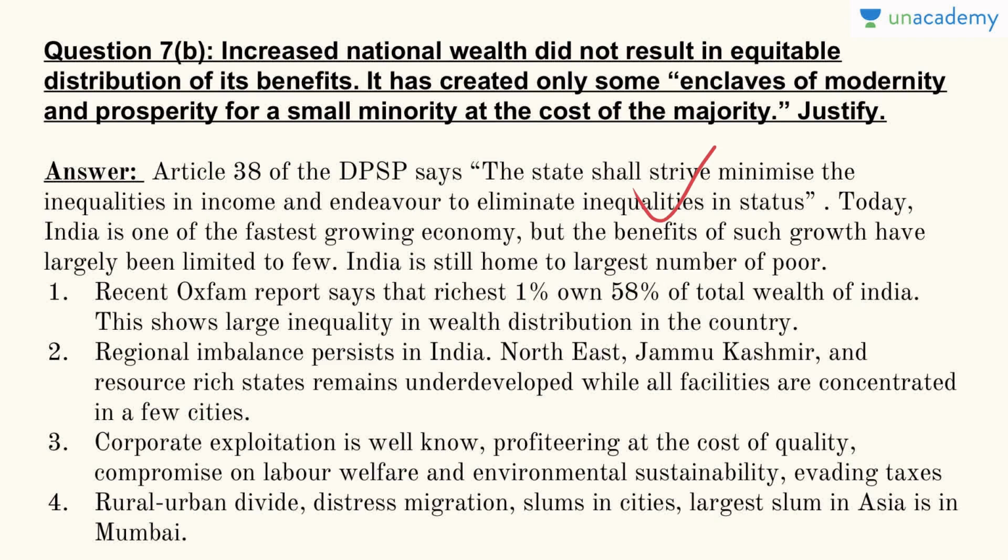Today India is one of the fastest growing economies, but the benefits of growth have largely been confined to a few. So here you can see that 1% of Indians own 58% of the wealth. We have one of the largest numbers of poor in the entire world. And regional imbalance is also there in India. The Northeast, Jammu and Kashmir and resource-rich states remain underdeveloped, while few facilities are concentrated in, let's say, 10-20 cities. Corporate exploitation is well known. Profiteering is done at the cost of quality.